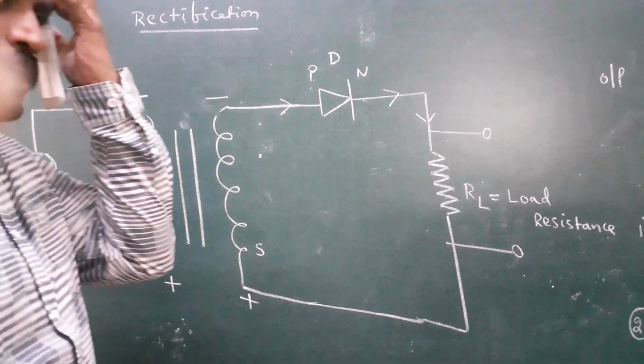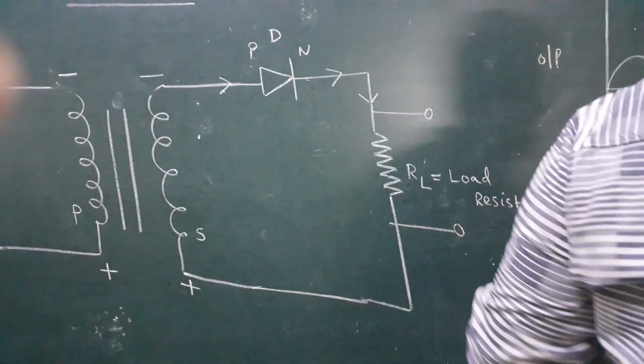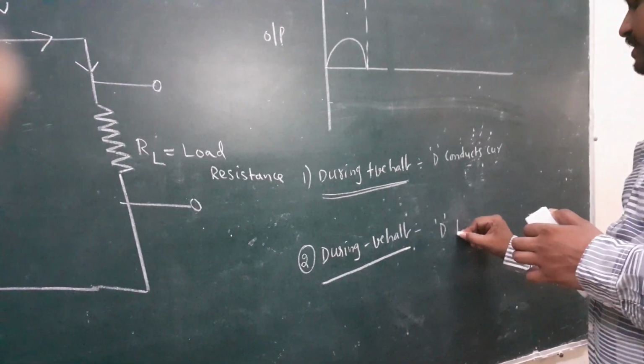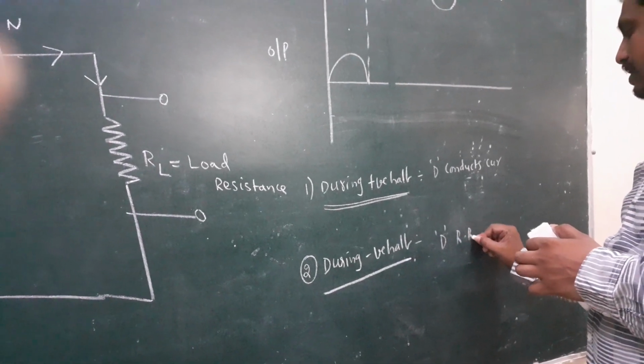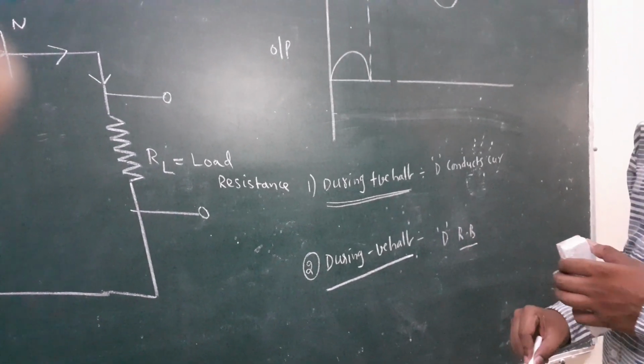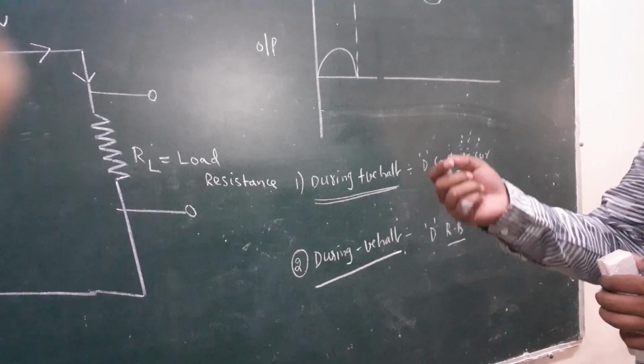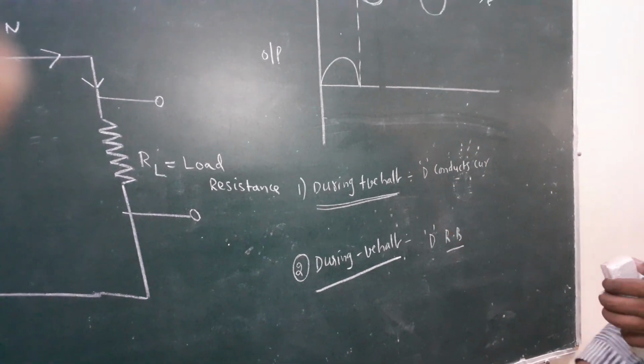That means during the negative half cycle, the diode acts in reverse bias. In reverse bias, current flows due to minority charge carriers. Minority means very few.